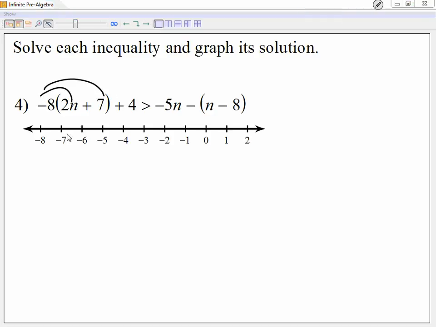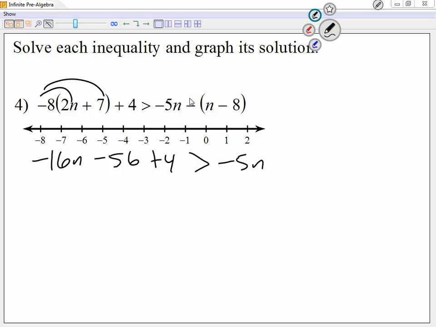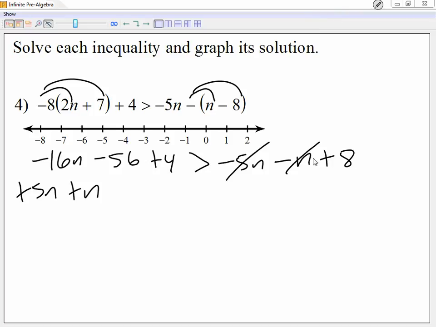Multiply the negative 8 to the inside, so we have negative 16n minus 56 plus 4 is greater than negative 5n. Now let me multiply the negative 1 to the inside, so negative n plus 8. So I want letters on the left. So I'm going to move this as a positive 5n. And I'm going to move this as a positive n. I'm going to move the letters to the left, switch the sign. Now on the right, I'm going to include a plus 56 and minus 4.